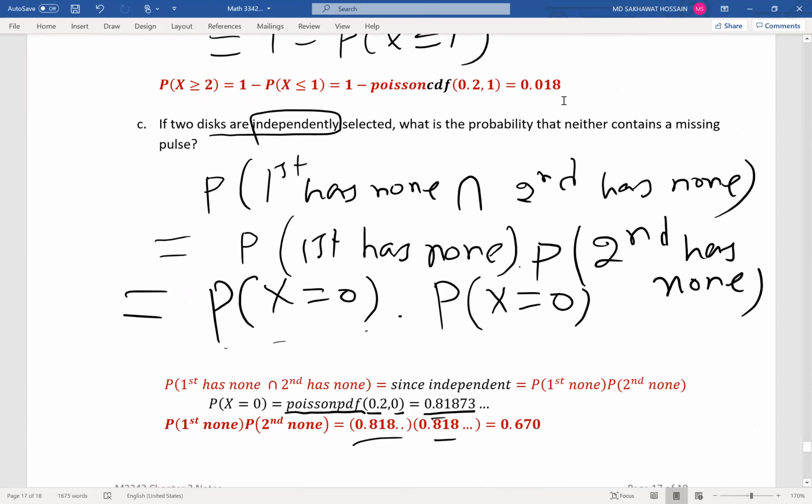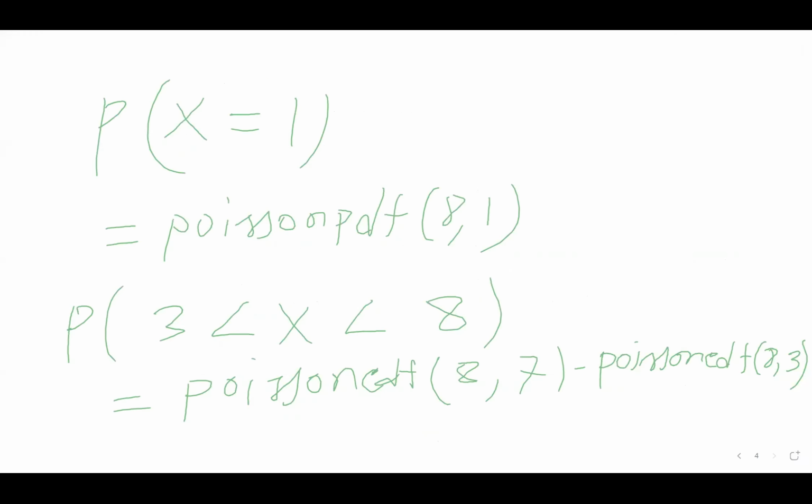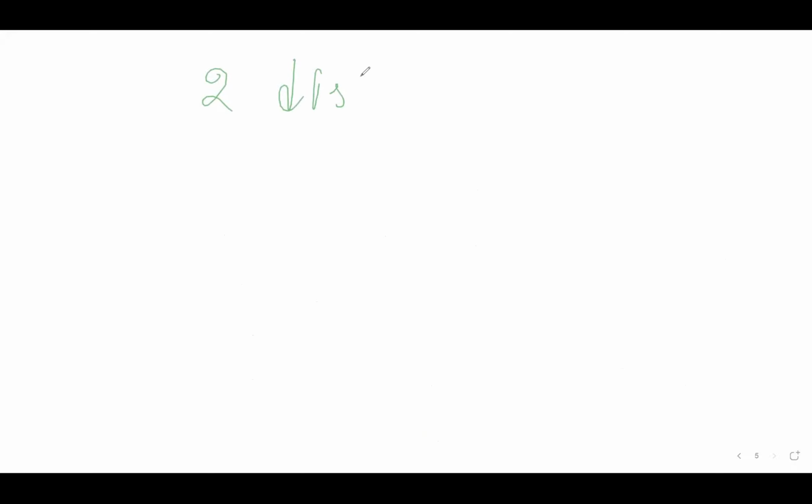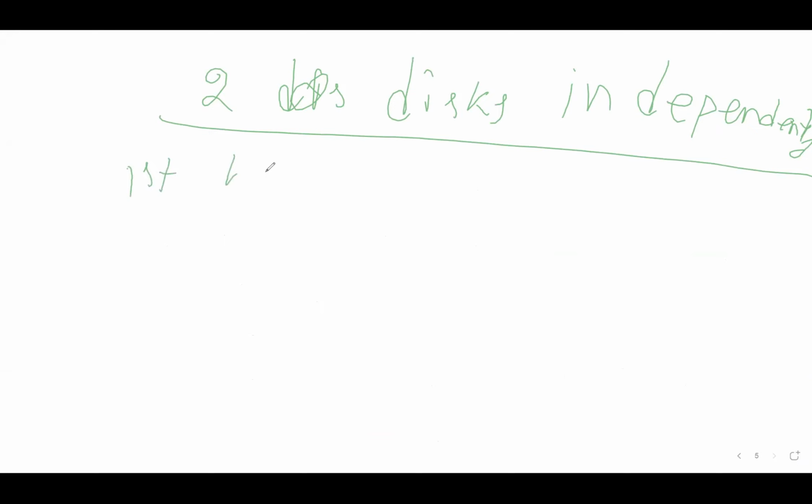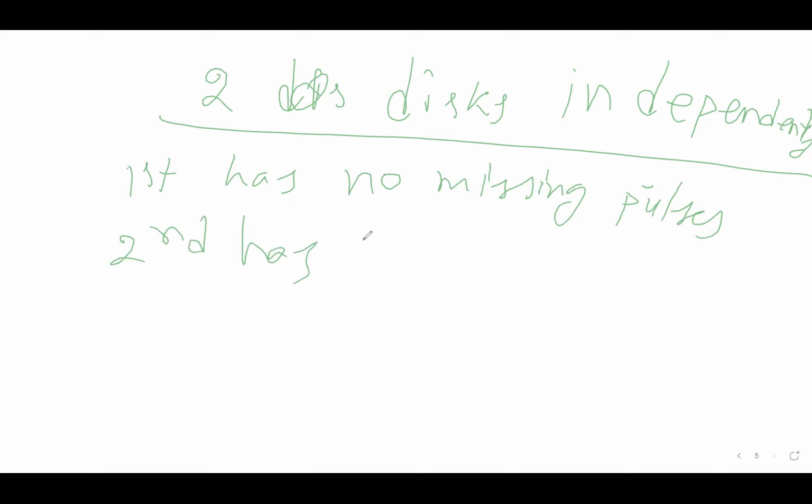You might be asked this question in a different way. For example, if two disks are randomly, independently selected, and you are asked the probability that the first one has no missing pulses and the second one has two missing pulses.